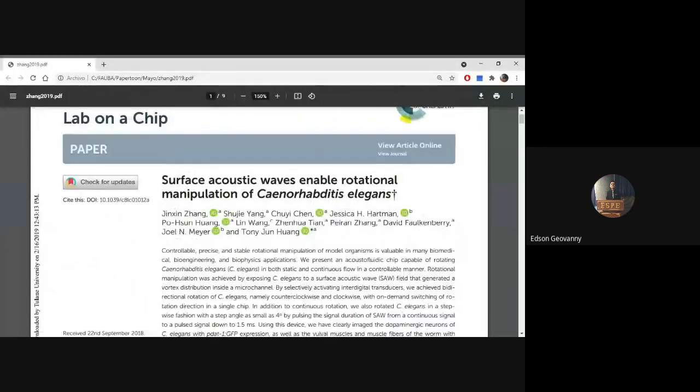Okay, this is my presentation. Surface acoustic waves enable rotational manipulation of C. elegans. Rotational manipulation is important for these organisms. It is very important in some biomedical applications. This chip is acoustofluidic, capable of rotating in a static and continuous fluidic in a controllable way.